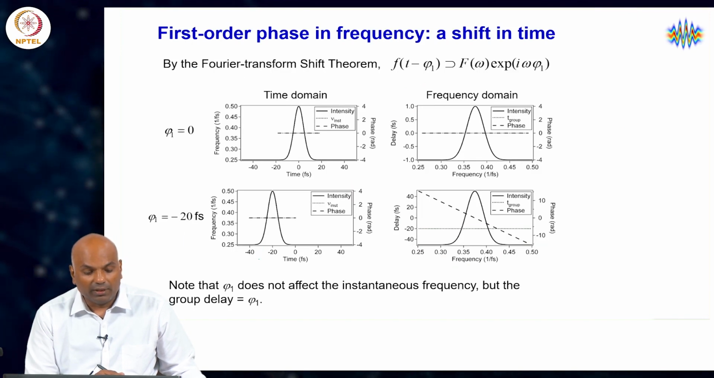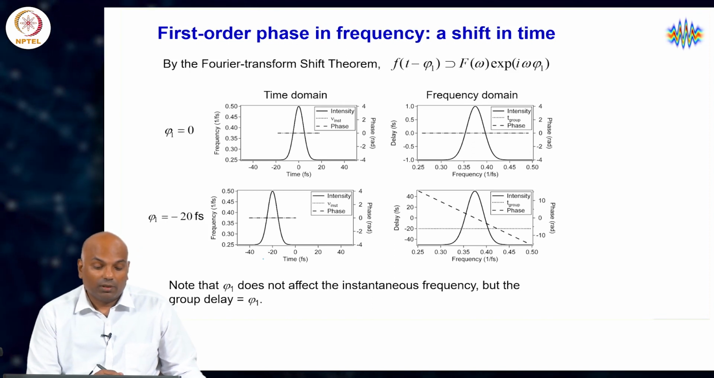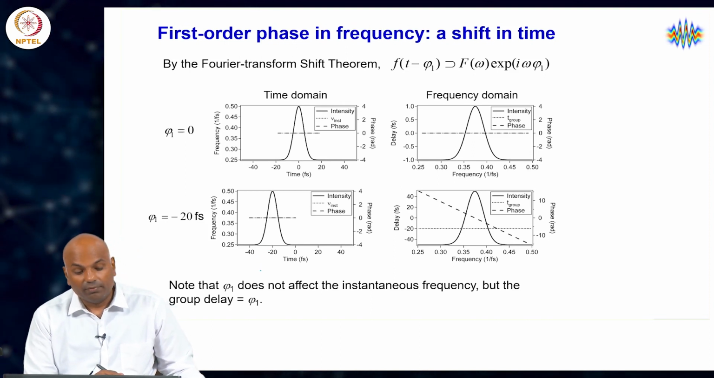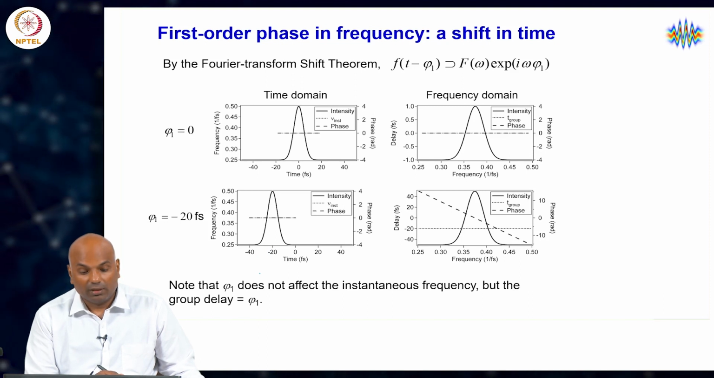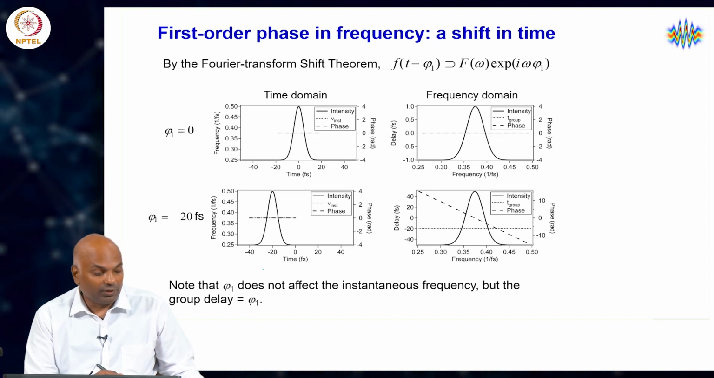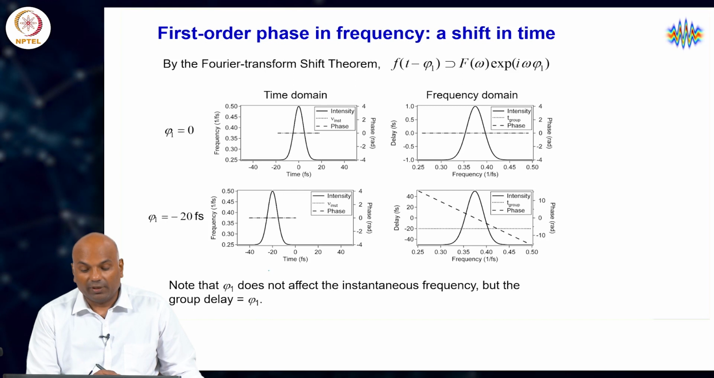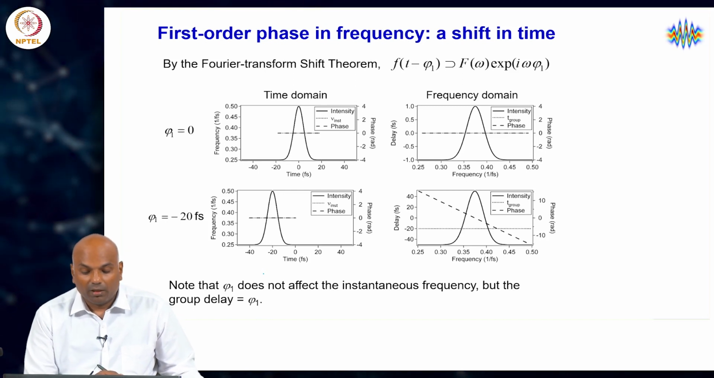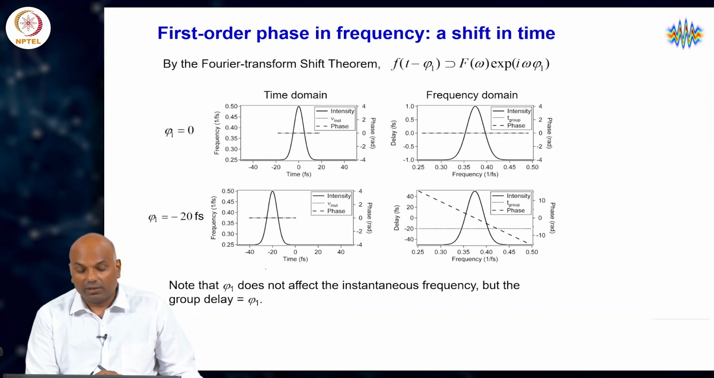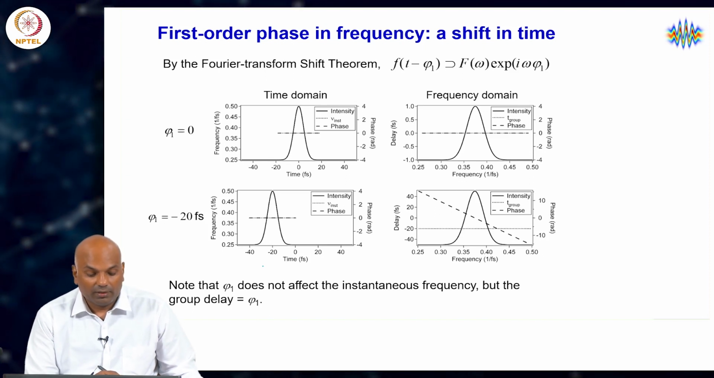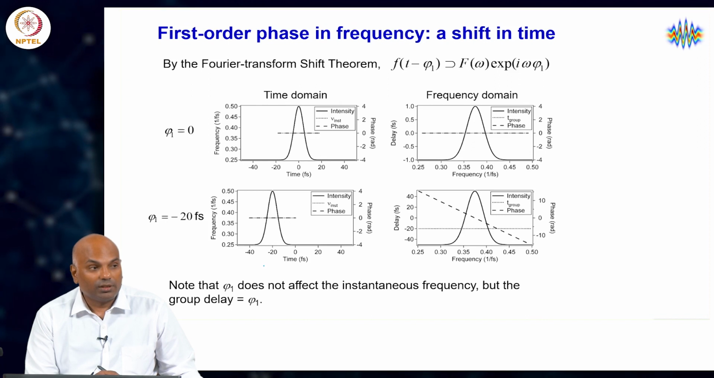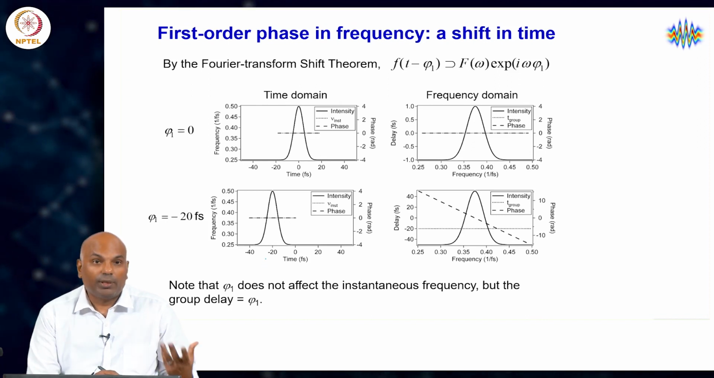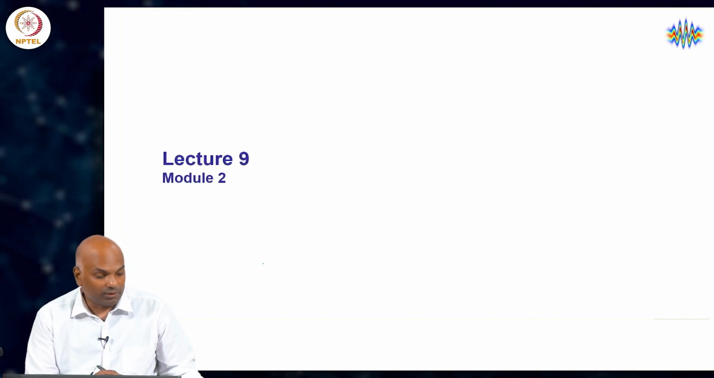We then looked at the first order phase term in the frequency domain interpretation of the phase function phi of omega, the spectral phase, and realized that, owing to the Fourier transform properties, that is the shift theorem, this is essentially just a shift in the time domain, which is the domain in which we are used to thinking about pulses.